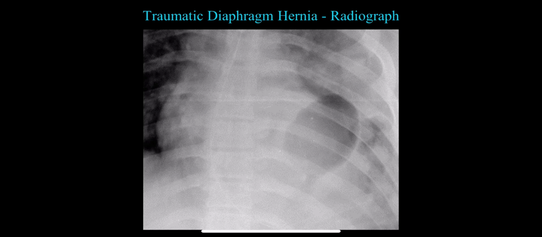Radiograph, which would be classic for traumatic diaphragm hernia. So we see an abnormally elevated stomach, and then we look at this very narrow waist or collar of the stomach as it herniates through the diaphragm.